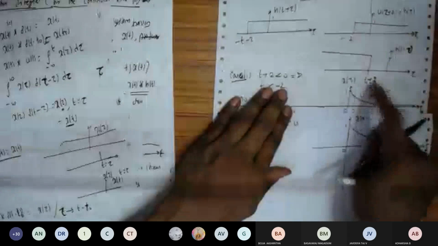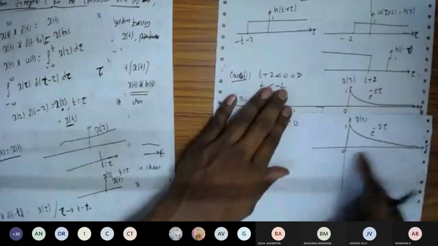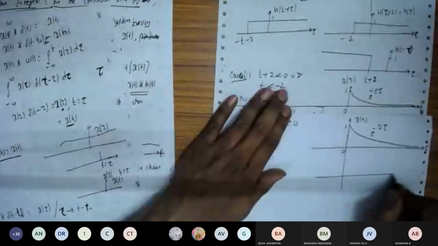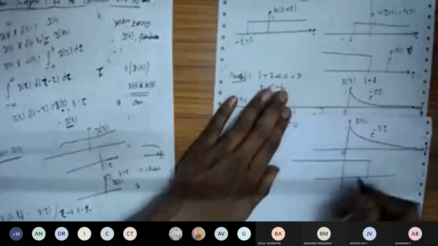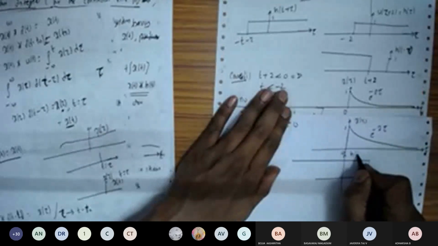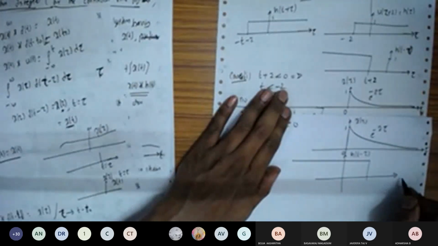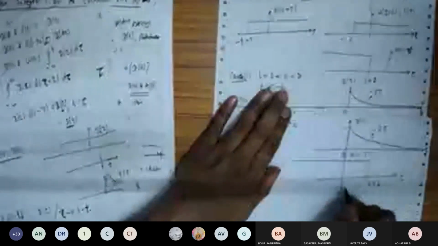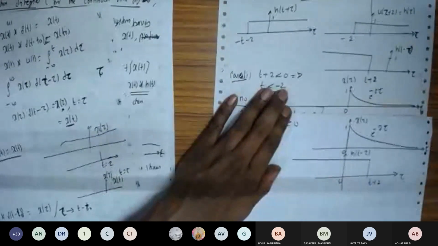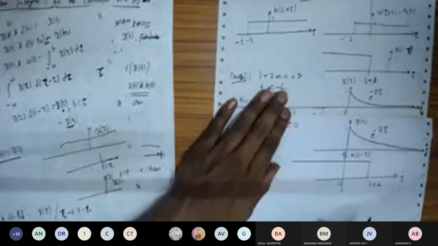Next, I'm going to consider t plus 2 being greater than or equal to 0. So this is h of t minus tau, on the tau axis, and this is t plus 2. This is 0.